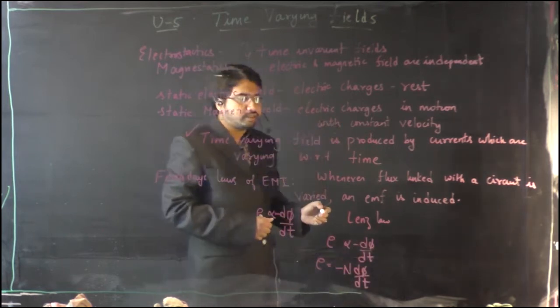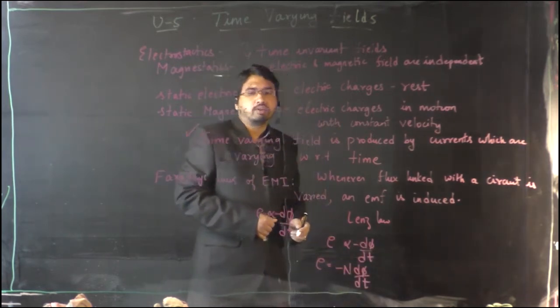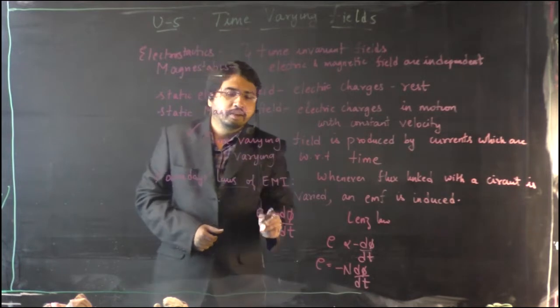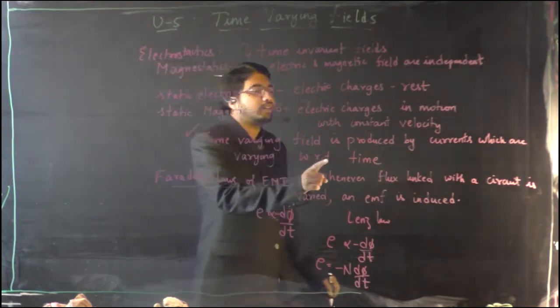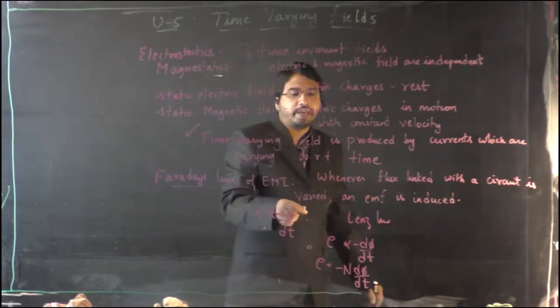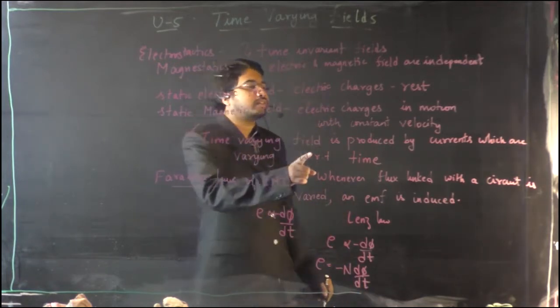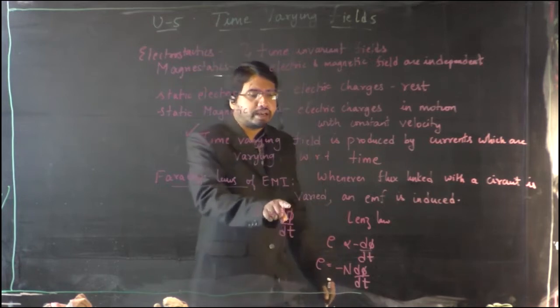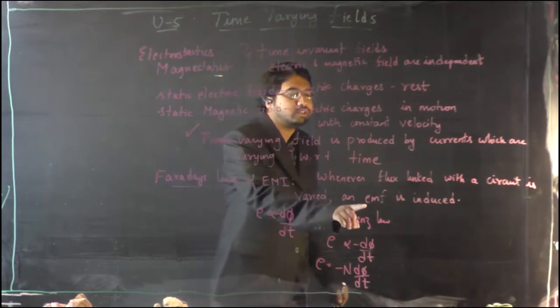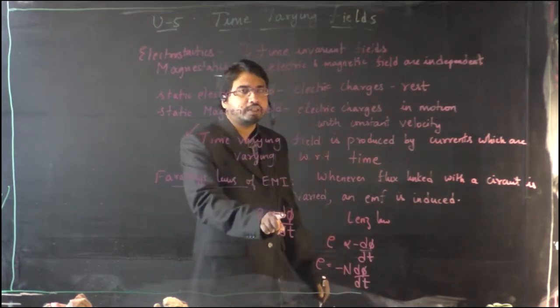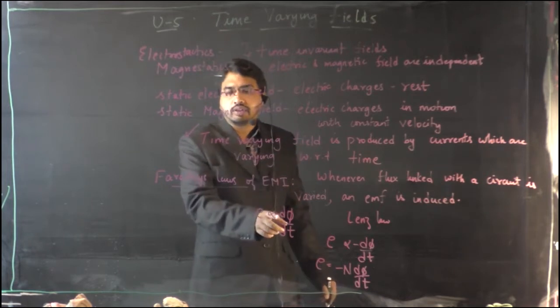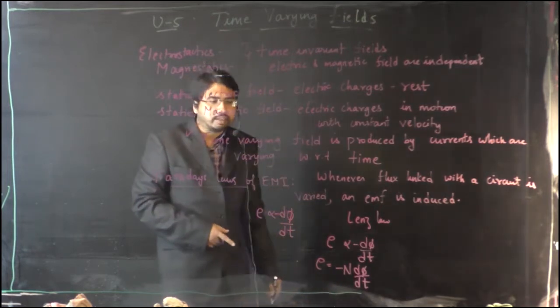E equal to minus n d phi by dt. So what does Faraday's law state? Faraday's law states that whenever the flux linked with a circuit is varied, an EMF is induced, and the induced EMF is directly proportional to the rate of change of flux, that means d phi by dt.